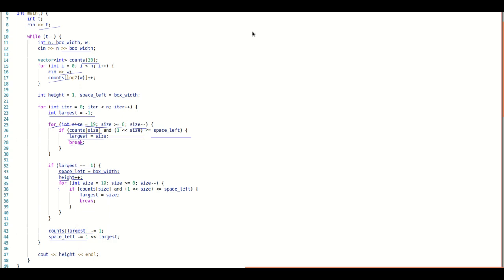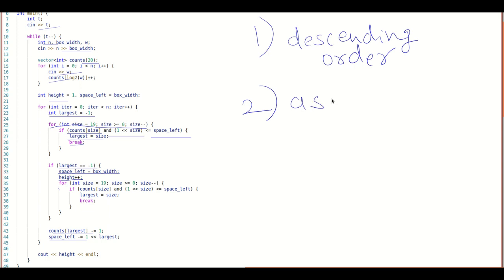So that was just one greedy strategy. We could have thought of numerous greedy strategies. Let's look at some of them. One of the greedy strategies would be to sort all the rectangles in decreasing order and then keep putting them until there is space remaining. If there is no space remaining, then we will increase the height by 1 and then keep on doing it. So the strategy would be to sort in descending order and then keep putting the rectangles. Another strategy similarly will be to keep the rectangles in ascending order.